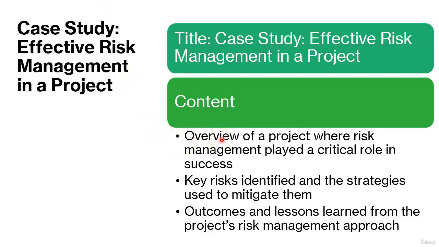Let's look at a case study where effective risk management played a critical role in project success. In this project, the team identified several high priority risks early on, including potential supply chain disruptions and budget overrun. By developing robust mitigation strategies such as diversifying suppliers and securing contingency funding, they were able to keep the project on track and within budget. The key takeaway here is that proactive risk management can make the difference between project success and failure.